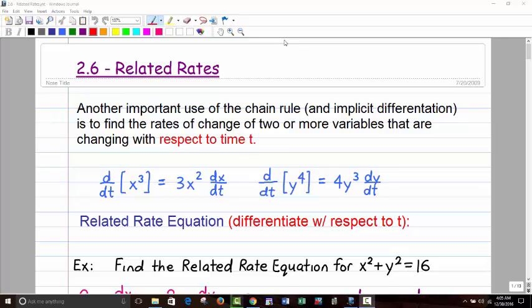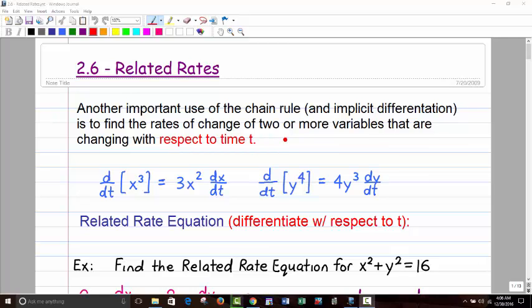This video is a lecture on related rates, which is an interesting application of derivatives. Now, this talks about the chain rule and more specifically implicit differentiation. Unlike the lecture on implicit differentiation, where y was in terms of x, here every variable is going to be in terms of t.